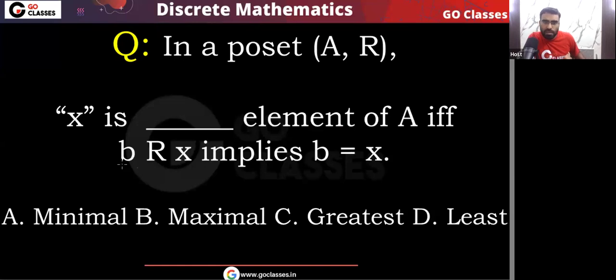If and only if this happens, then B will be X. Okay. If B is related to X, then B is X. So tell me, what should I write in this blank? Whose definition is this? Basically, we are saying that if B is related to X, then B is X. Means only X can be related to X. Yes, this is the definition of minimal.